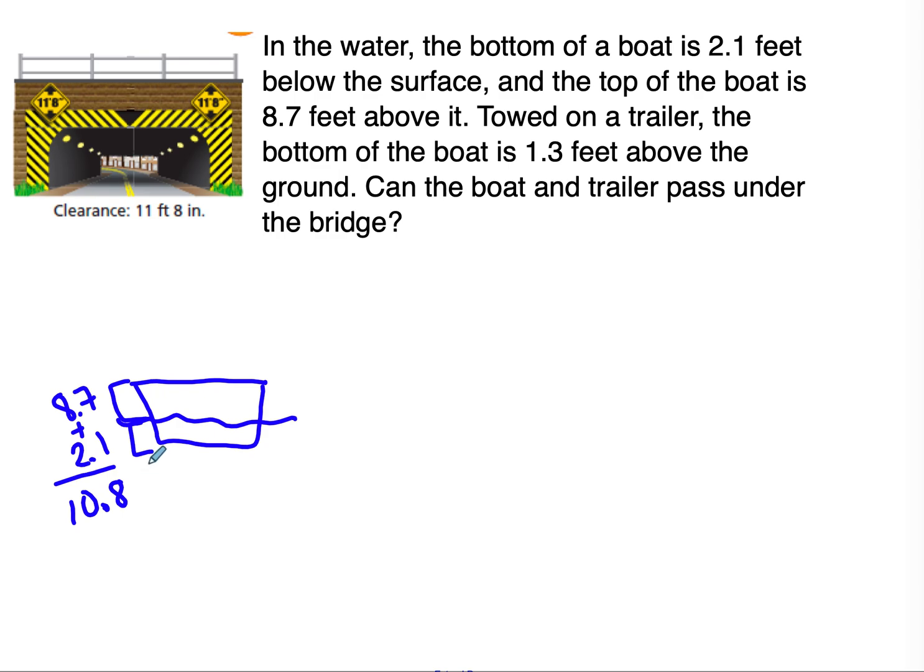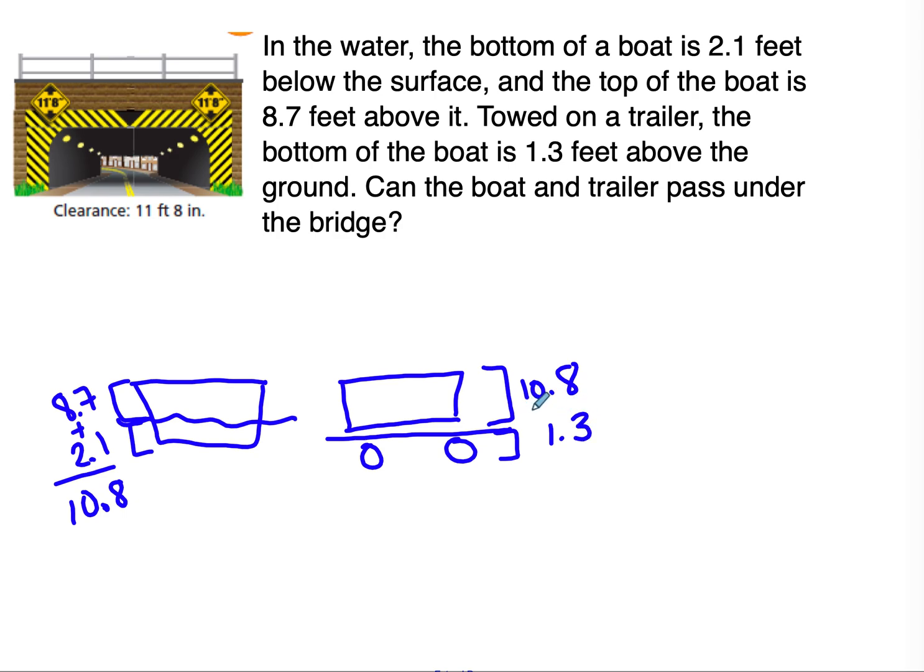But that's not my final answer because I need to include this trailer. So I'm going to take my boat. Same boat. This time I'm putting it on a trailer. So we said the boat was 10.8. And the bottom, the trailer, is 1 and 3/10 feet tall. Again, as I'm drawing my picture, I've lined up my decimals.